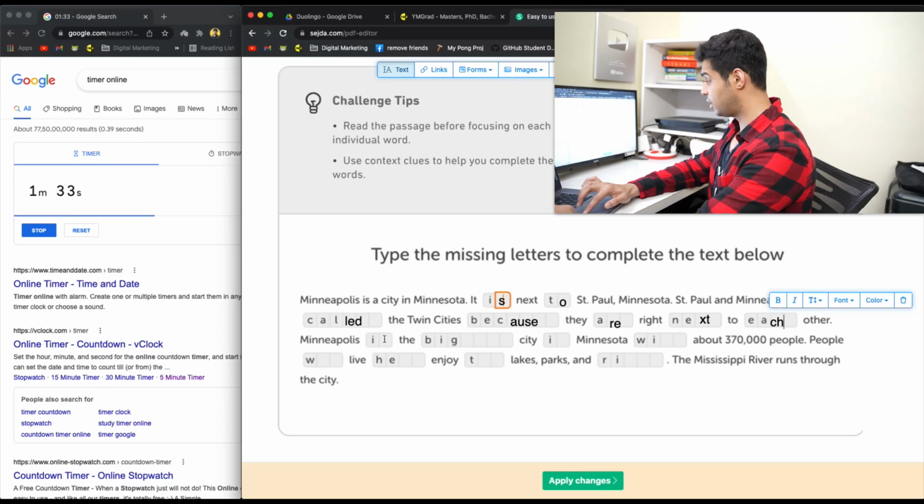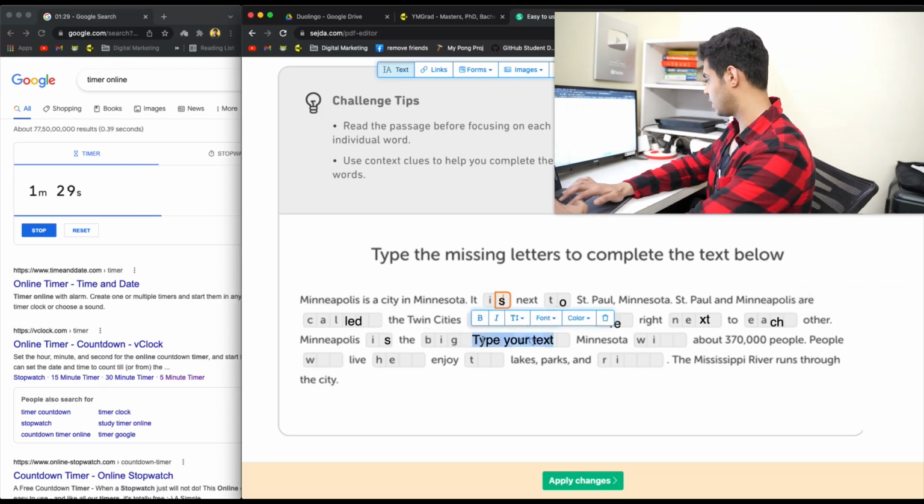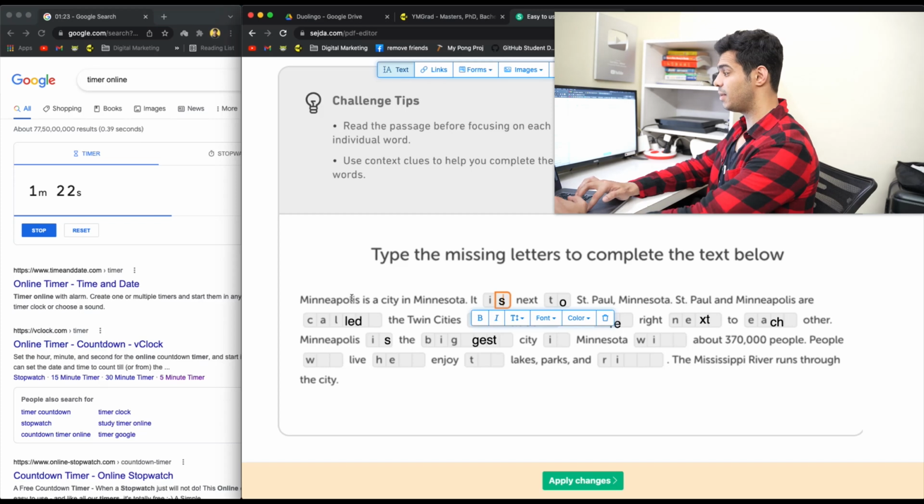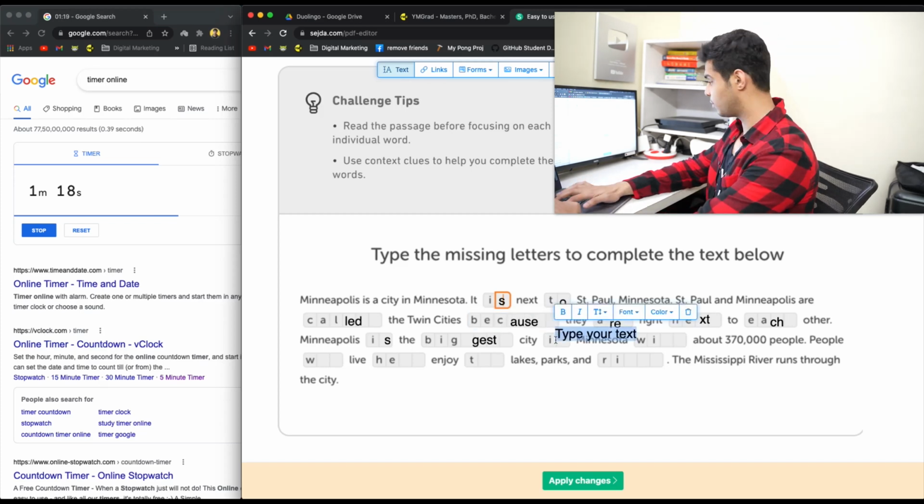Okay, Minneapolis is the biggest city. So I think that was easy to figure out. Biggest city, dash Minnesota. Now we already know that it is a city in Minnesota, so again they're basically just recycling over here. As you can see, it's again going to be in Minnesota.